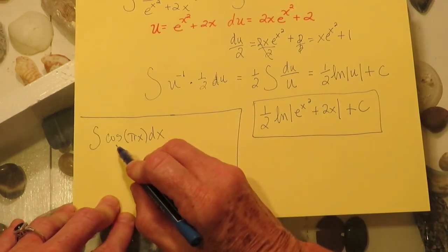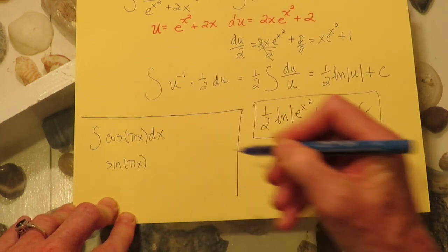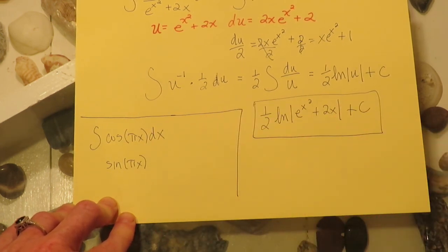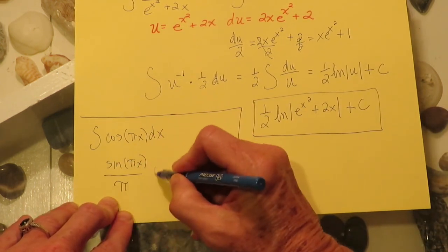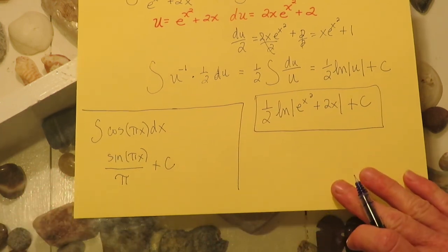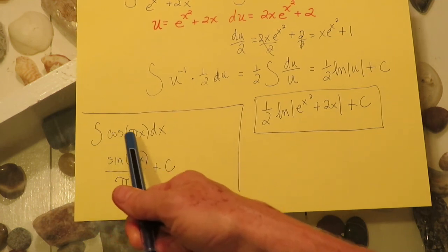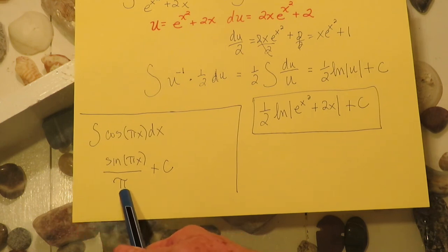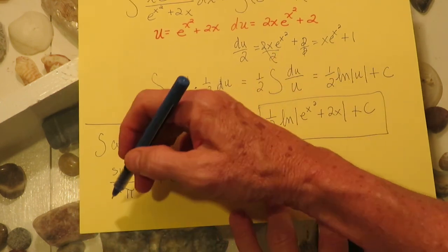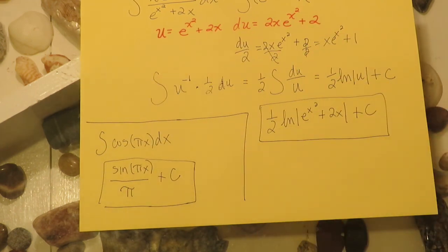Here, for example, the antiderivative of cosine is sine, and if I were taking the derivative of pi x, I would multiply by pi, but I am finding an antiderivative, so we will divide by pi. So if I take the derivative of this, its derivative will be cosine of pi x times pi, but that multiplication of pi will get divided by this pi, and I will have the function I started with. So this is the correct antiderivative. Notice I did not need to do U substitution.